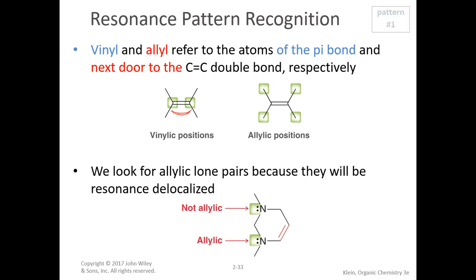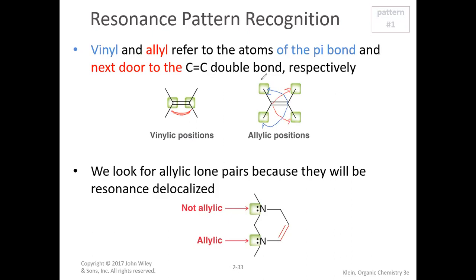Allylic means that I go past one carbon to here. This carbon is allylic with those 2 hydrogens, all right? This carbon is allylic to those 2 hydrogens. It's not the next atom, it's 2 atoms away. That's what allylic is. It's 2 atoms away. Vinylic is next to it. It's part of that pi bond, right?